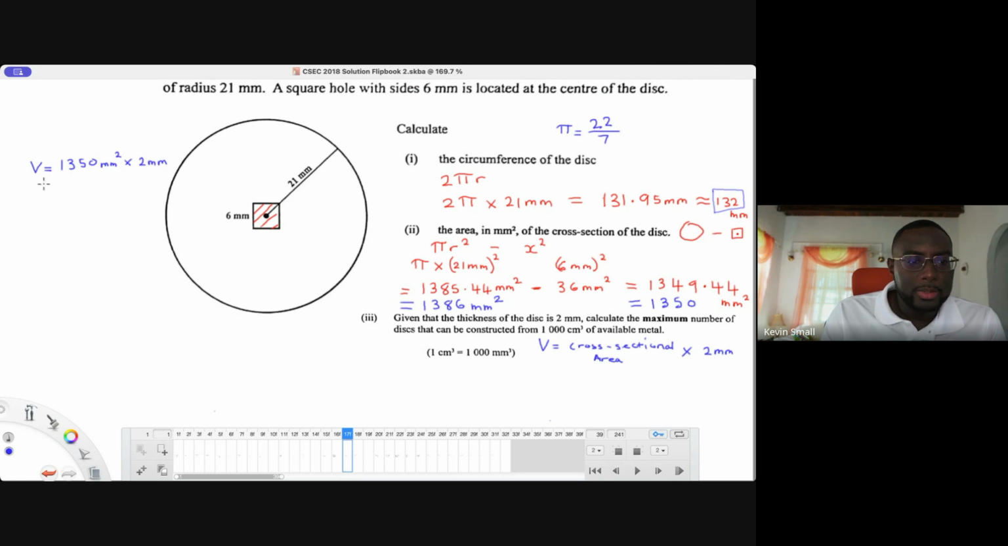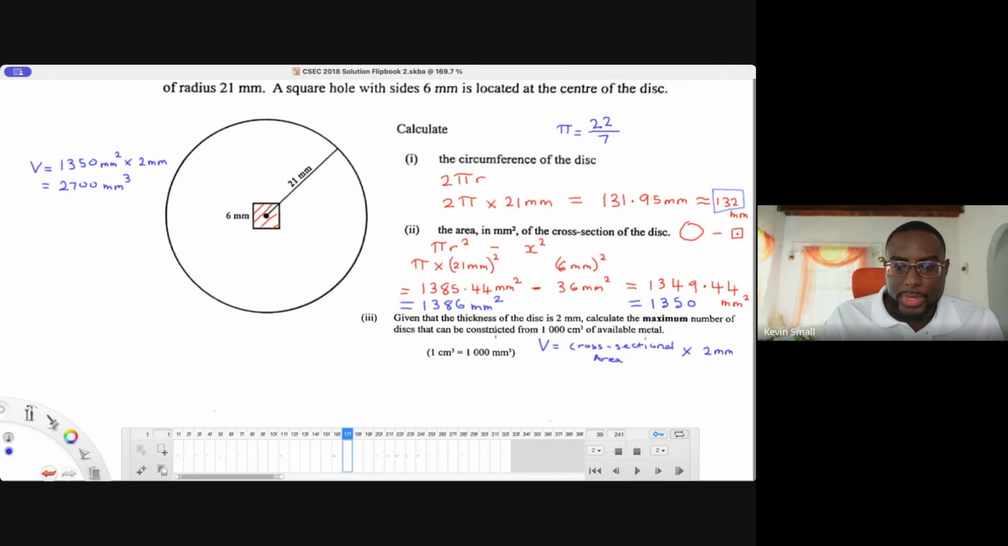So let's work out the volume of one disk first. What is the volume of one disk? Can someone do this calculation for me? Multiply it by 2. What's the volume of one disk? All right, 2,700 millimeters cubed. That is the volume of one disk. Now, the goal is to figure out how many disks we can make.